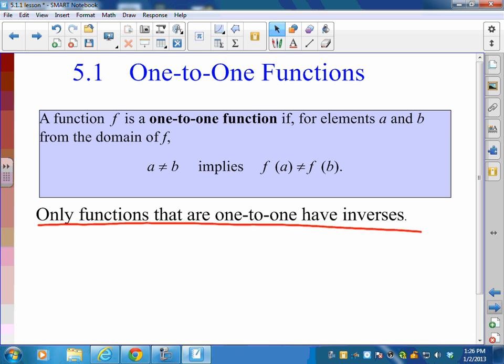So these are two different values of x. a is not equal to b implies that, remember this is a fancy way of saying y, the f of a and the f of b are not going to be the same answers. Okay, so if we put in different inputs, we're going to get different outputs. Different a's and b's that are not equal to each other, then the y values are not going to be the same at the other end.